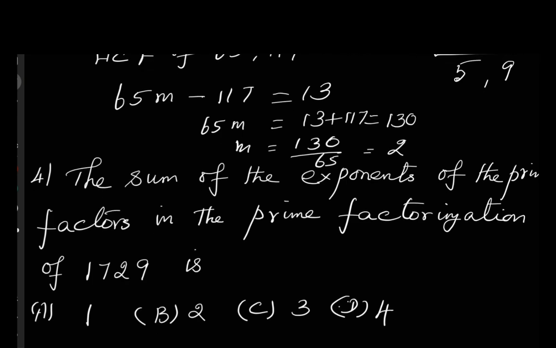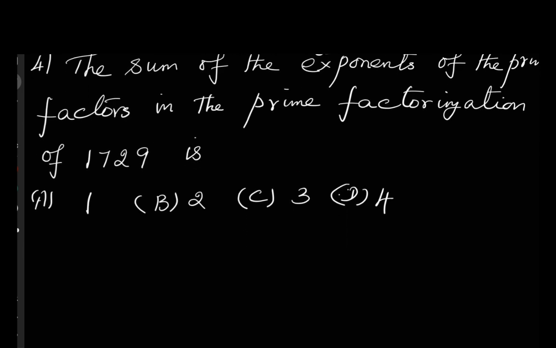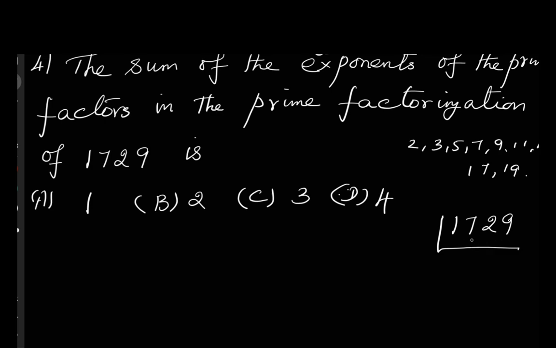See the next question. The sum of the exponents of the prime factors in the prime factorization of 1729. First you do the prime factorization of 1729. The prime numbers I can divide with are 2, 3, 5, 7, 11, 13, 17, 19 and so on. Here it does not go by 2 and also 3. You add the digits, it does not go in 3. And it does not end with 0 or 5, so it will not go in 5.